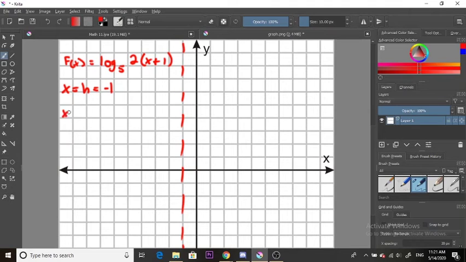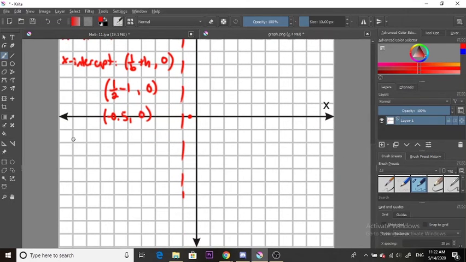Now, my x-intercept is at 1 over b plus h. So my b is 2, so 1 over 2. My h is -1. When I add this together, I should get -0.5 and 0. So this crosses at this point right here. Last but not least, let's make a table of values.